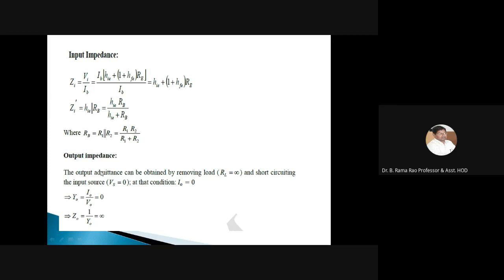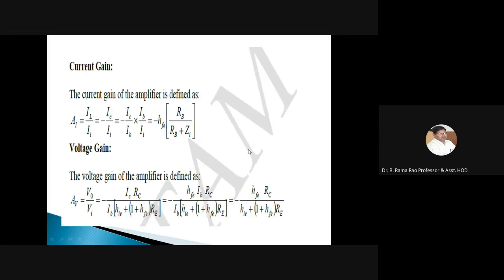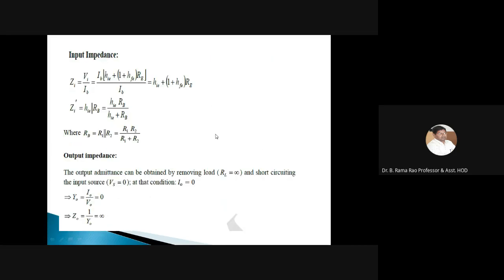Then output impedance. Output impedance is nothing but the reciprocal of the admittance. Actually, resistance is voltage by current, and admittance is the reciprocal of the impedance, so admittance is equal to current by voltage. The output admittance can be obtained by removing the load, that is, this RC. Okay, we are going to remove the load RC.